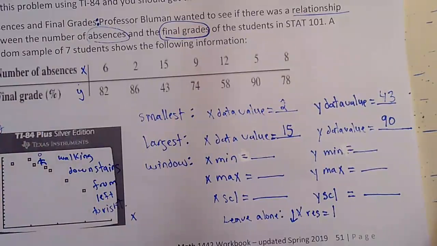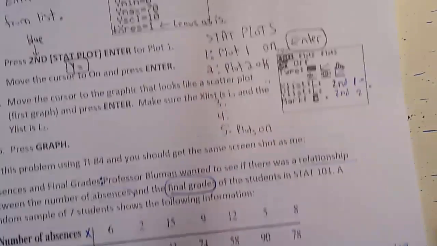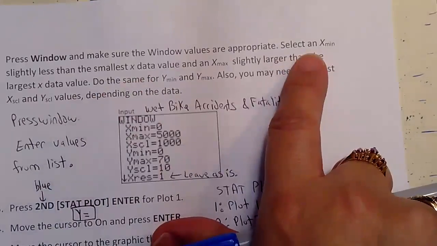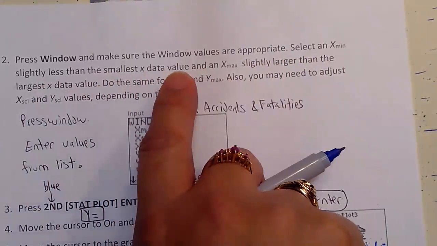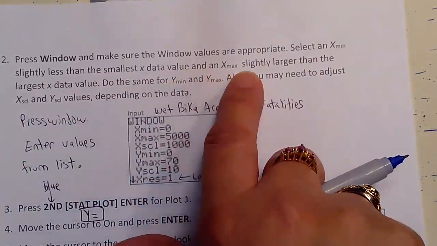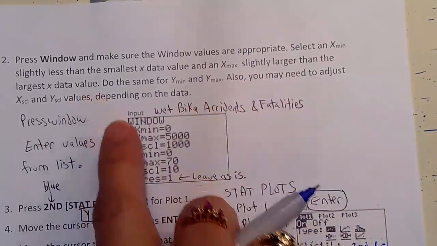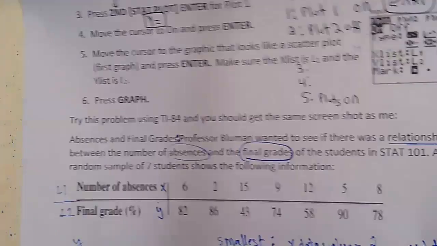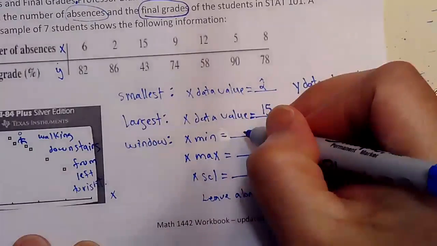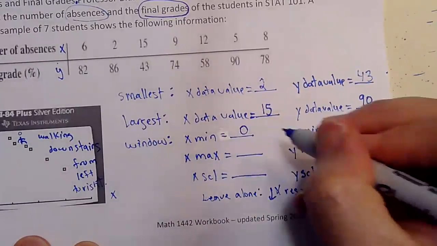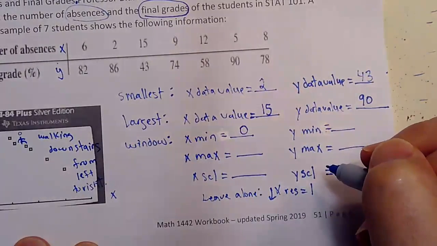Now, remember what your directions said. I go back to your steps. You want to pick something smaller, something larger. So remember, select an X min that's less than the smallest X data value, and then an X max that's larger than the largest X data value. So that's why, see how that's 2. For the min, you don't want negative numbers, but 0 is usually what we use for an X min to kick it off.